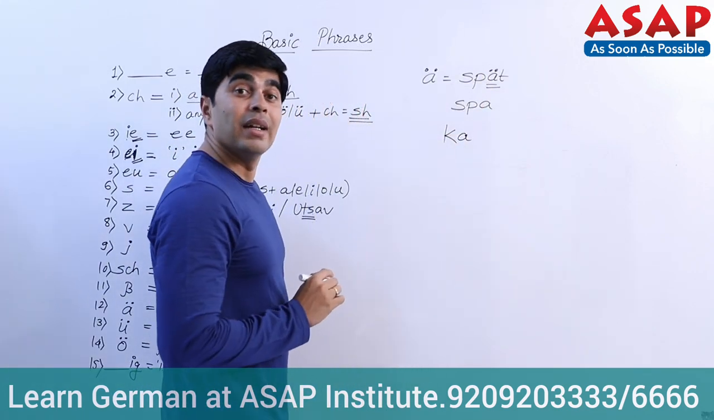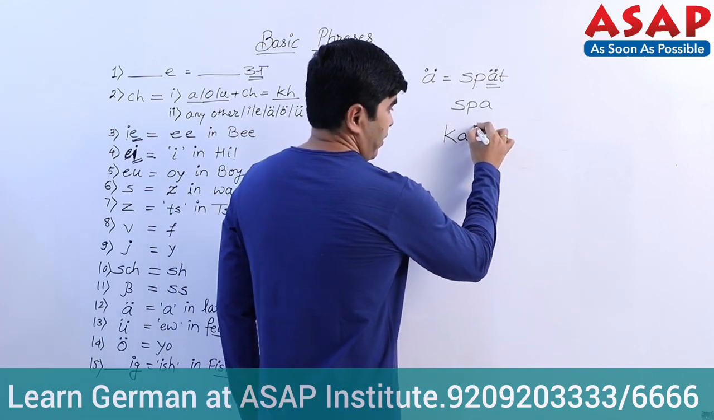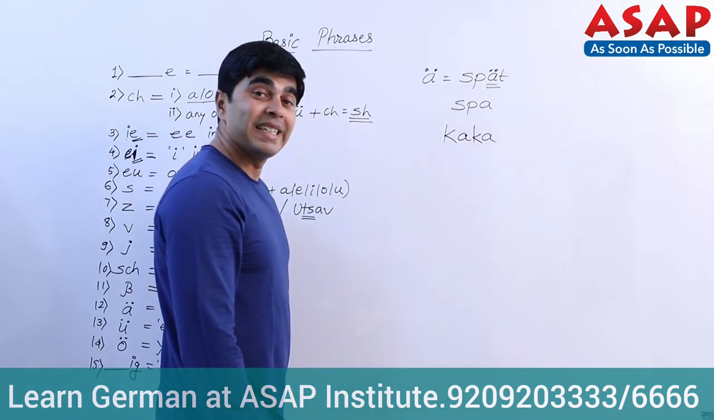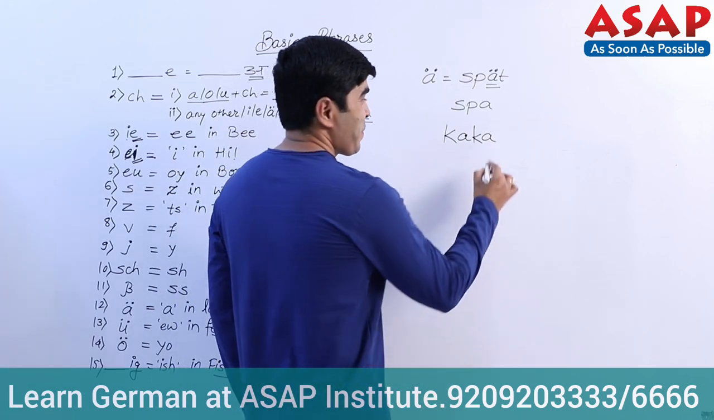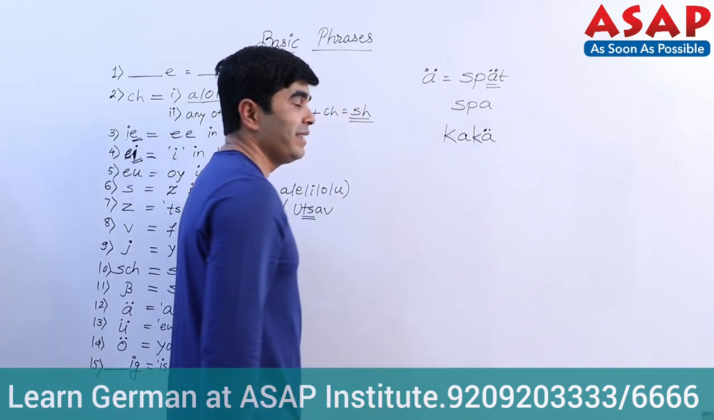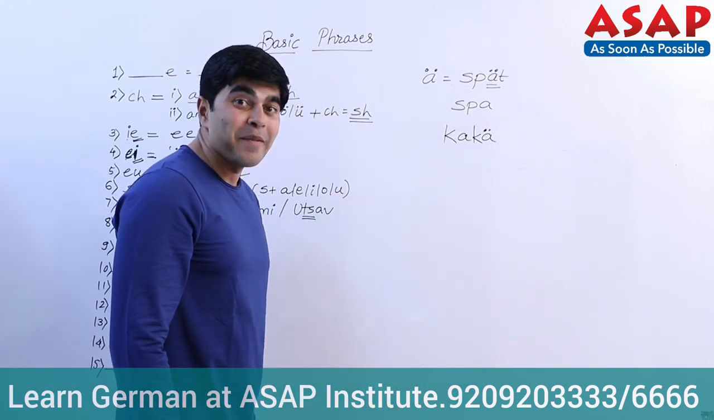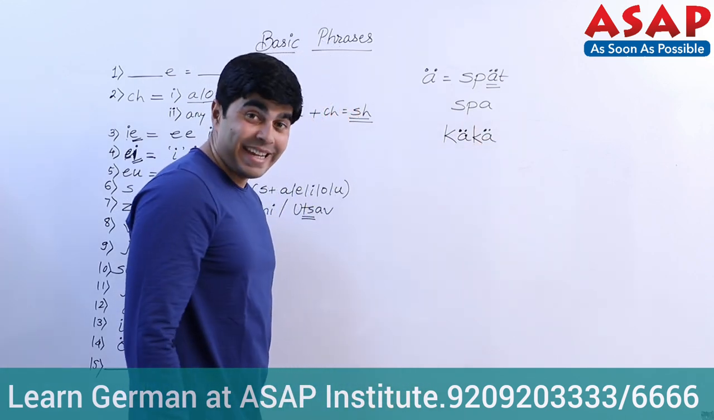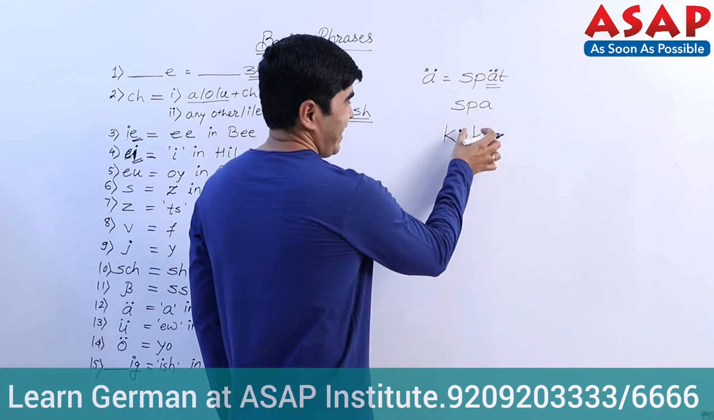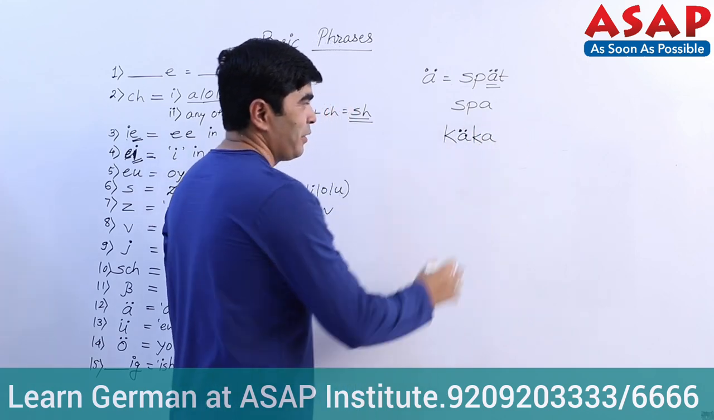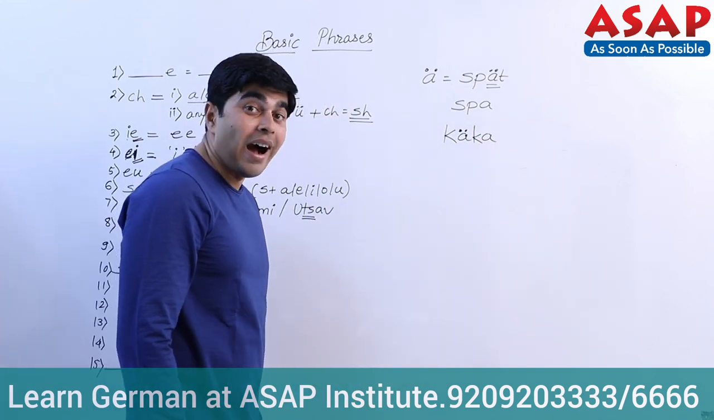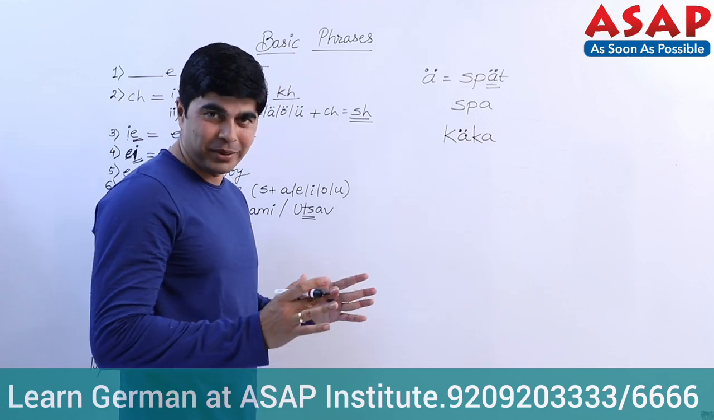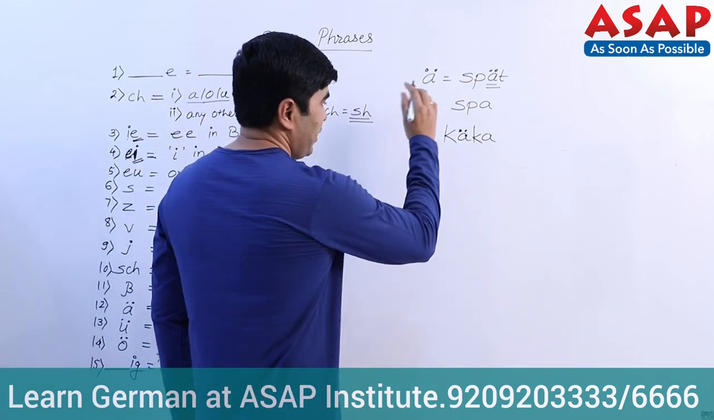Just for practice, how do you read this? Ka. This one is ka, right? Now how do you read this? Ka, ke. Now how will you read this? Ke, ke. And now you will read it like ke, ka. So you understood the difference, right? So this is how A umlaut is.